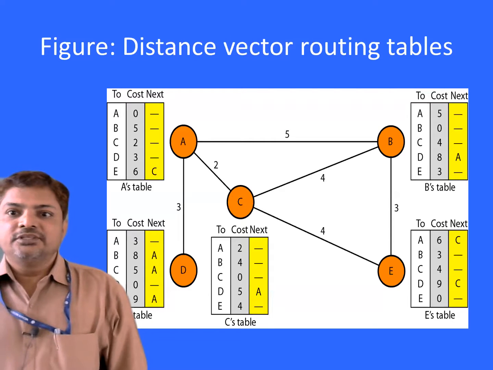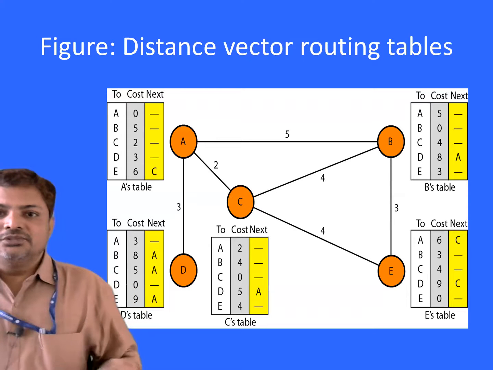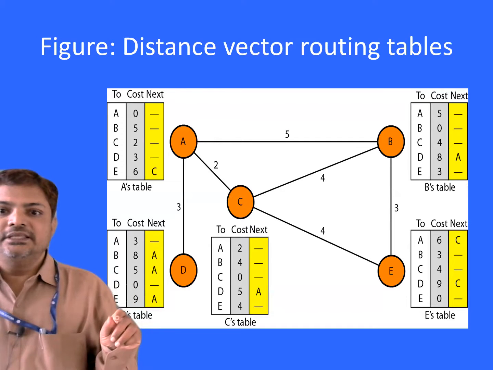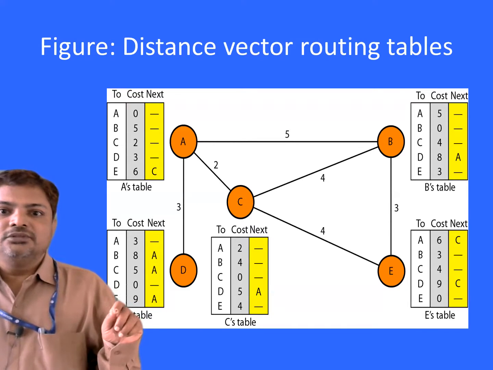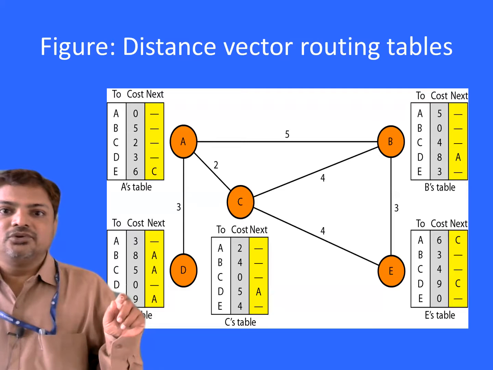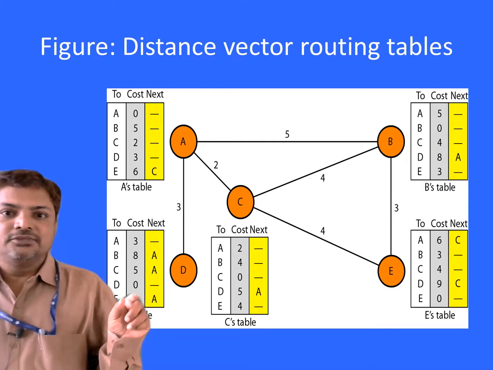So distance vector routing. These are the nodes A, B, C, D, E. There are 5 nodes. A's table has 3 columns: to, cost, next. These are the 3 columns.